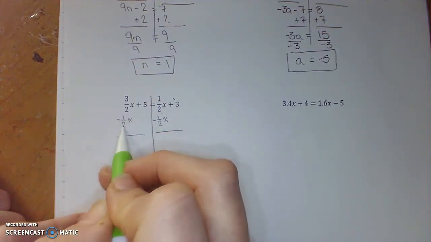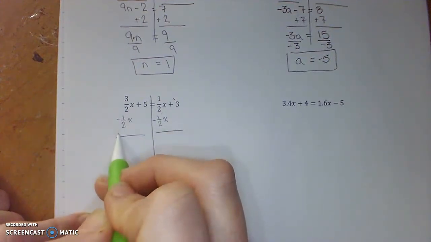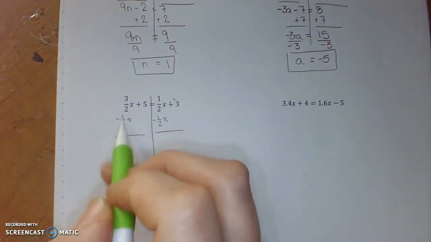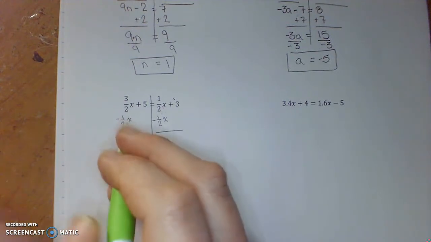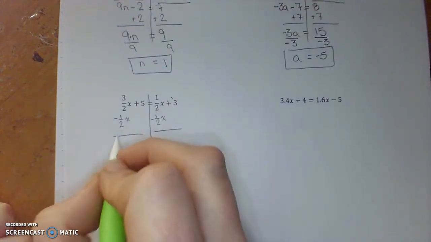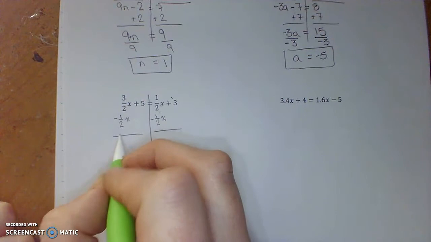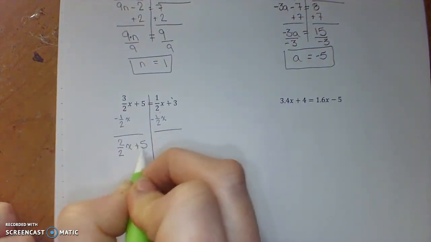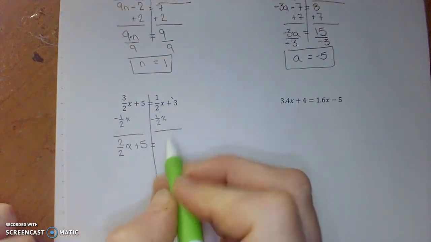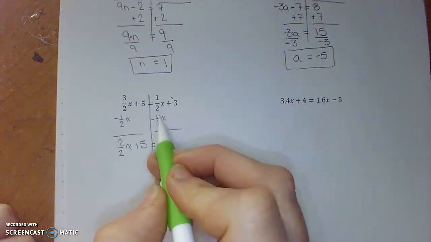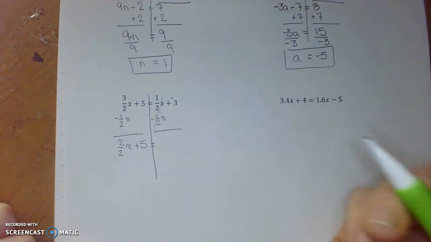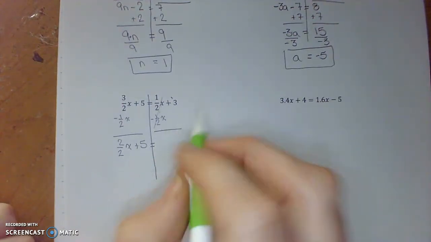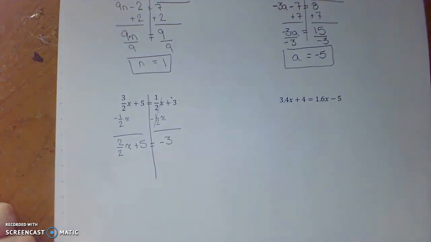So I like to line the like terms up one beneath the other so that I can mentally do 3 halves x minus 1 half x. So 3 minus 1 is 2. This will be 2 halves x plus 5 equals, and on the right-hand side here, 1 half x minus 1 half x, of course, that adds to 0 because that's the way I wanted it to be. And so I'm left with negative 3 on the right.